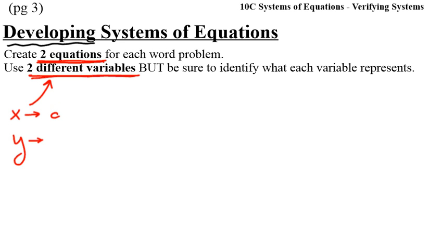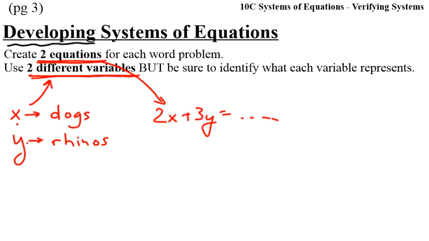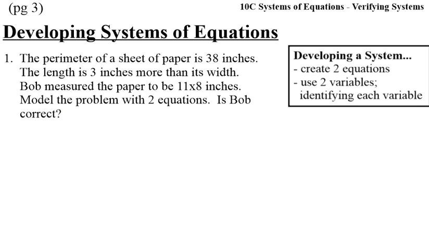X could be the number of dogs. Y could be the number of rhinoceroses, if that's what the question involves. But always start by identifying what your X and Y are, and then you use that information and create some form of a system based on what the rest of the question says. So that's what we're looking at doing. All right, take a look at a couple examples here.